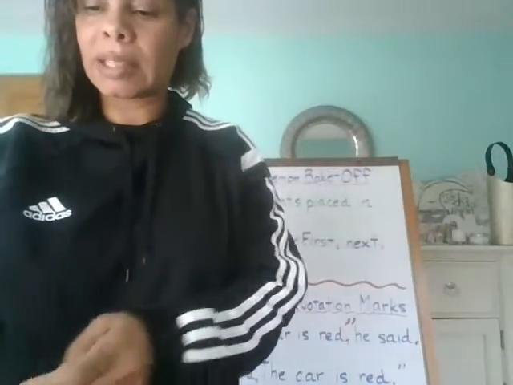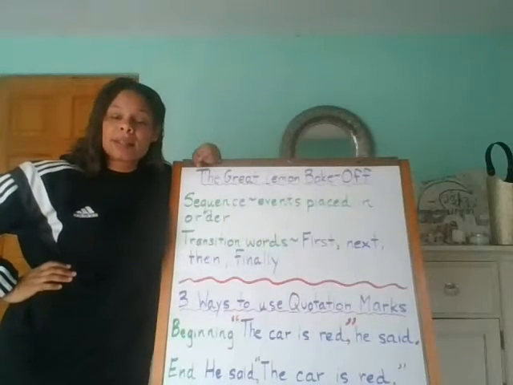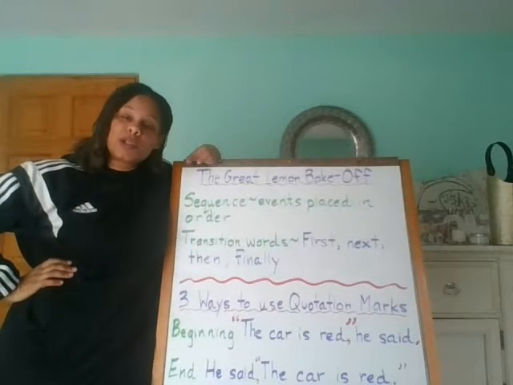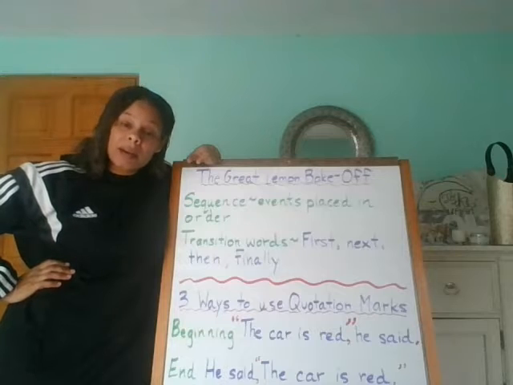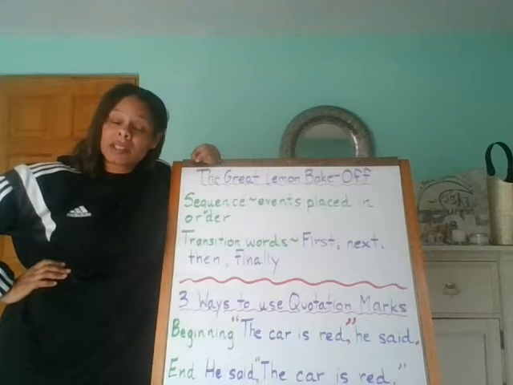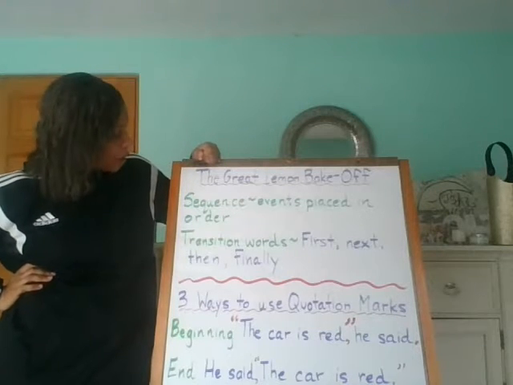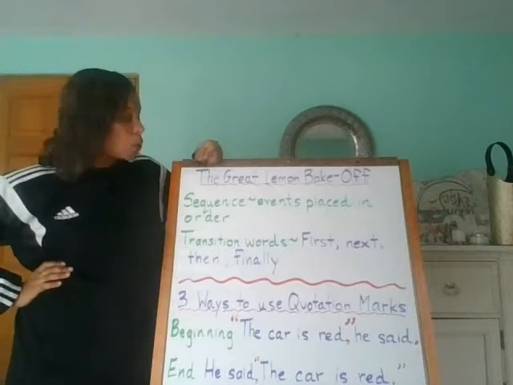Okay, so let's begin. The story, The Great Lemon Bake-Off, is about 2 cousins, Skylar and Trey, and they spend 2 weeks out of the summer with their grandparents. On this one summer, they decide to have a baking competition to see who can make the best lemon bars. All right, so 3 skills that we're going to work on.